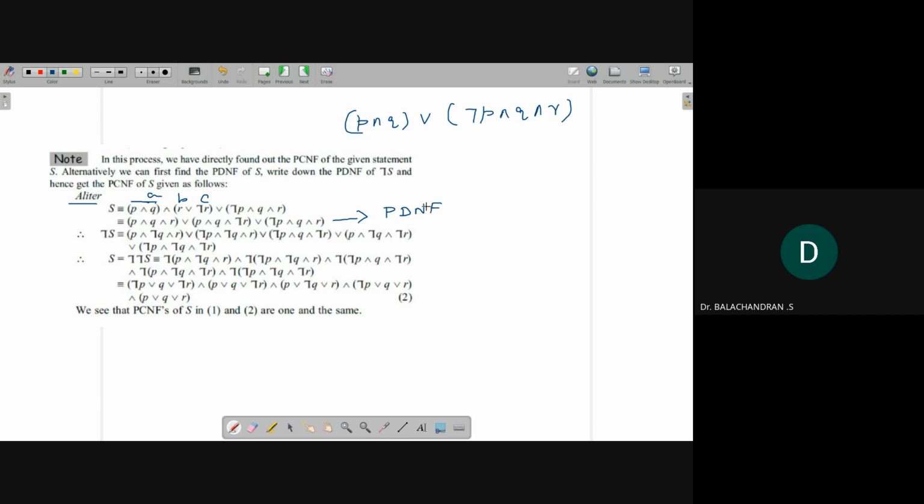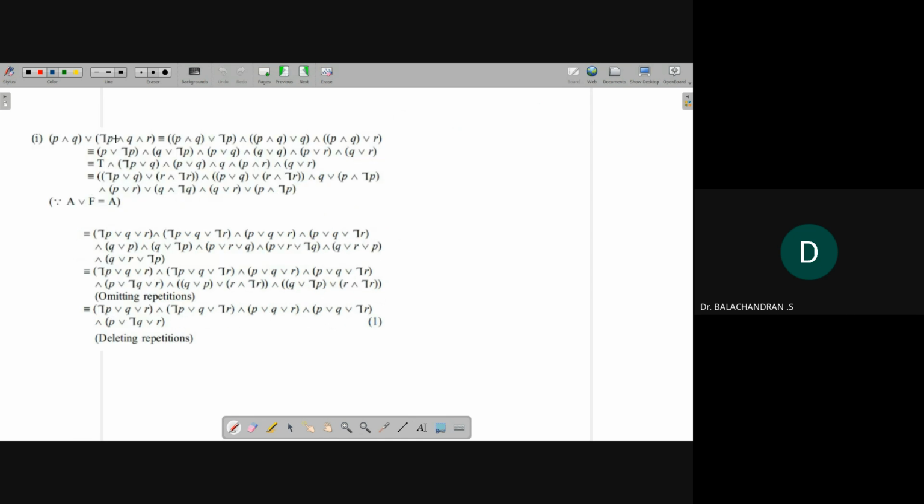Now the original question is we need to find PCNF. So first find the PDNF of negation S. The remaining five elements, 1, 2, 3, 4, 5. You should write carefully. Then PCNF of S is nothing but the negation of PDNF of negation S. So using that idea, you can find PCNF. But the first method, I feel, is a little bit lengthy. So if you are interested, you can try.